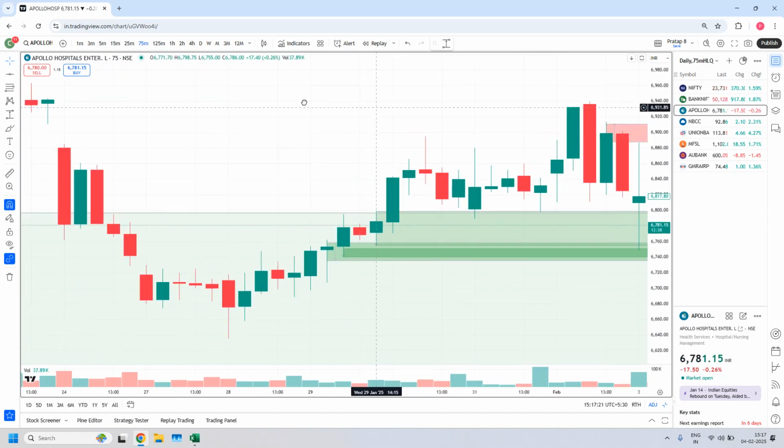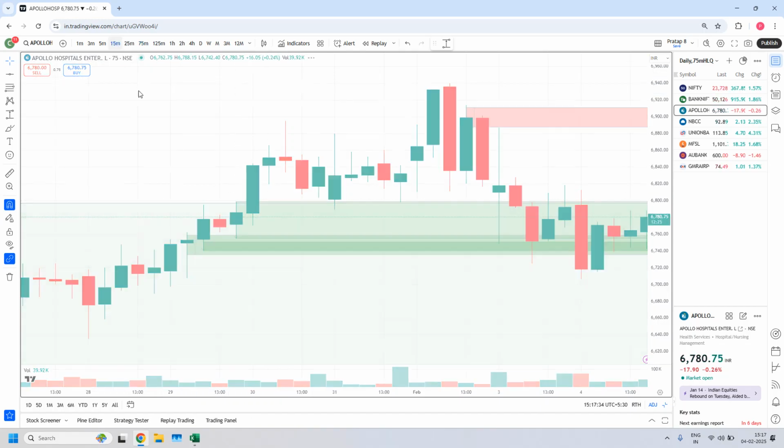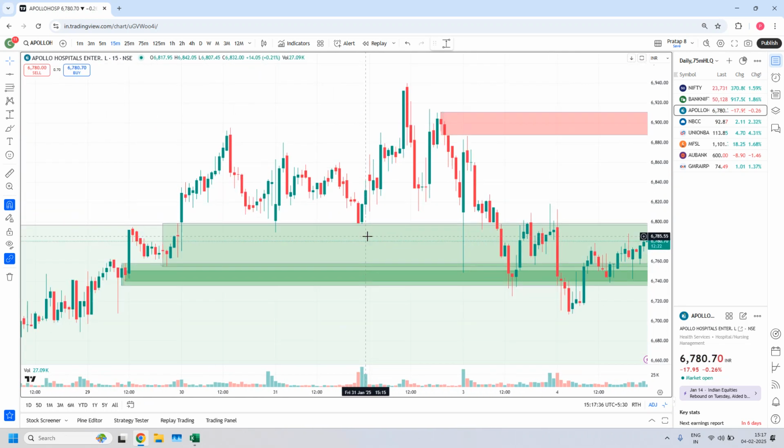How did I draw this 75-minute zone? This is the rally, two base candles and a rally candle. This is the 75-minute zone I have drawn. And within this 75-minute zone, again we have a 15-minute zone. We have to look for a fine-tuned 15-minute zone.